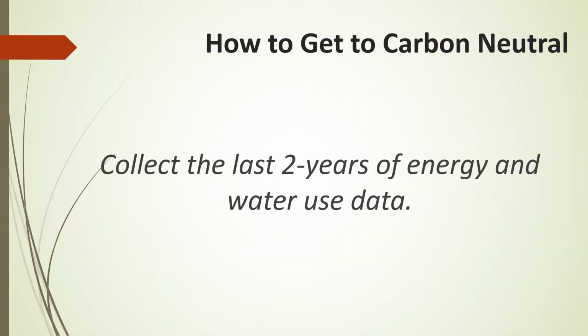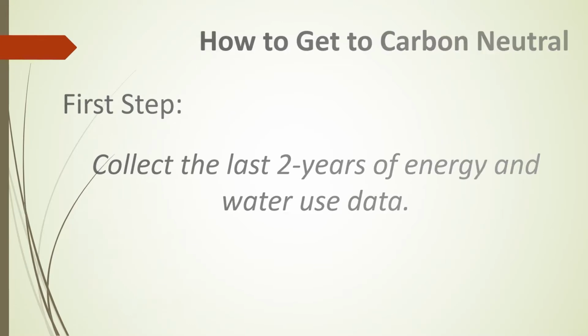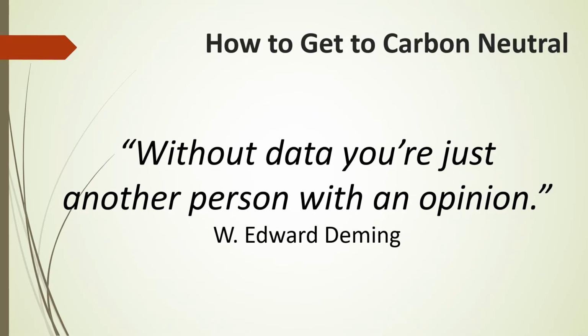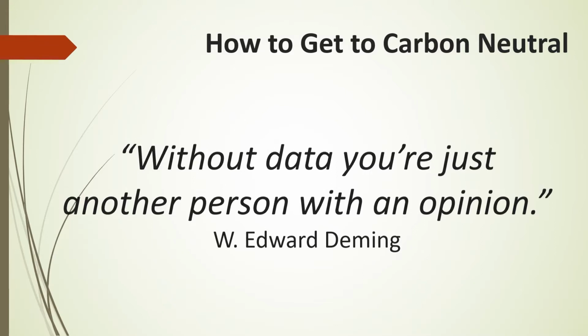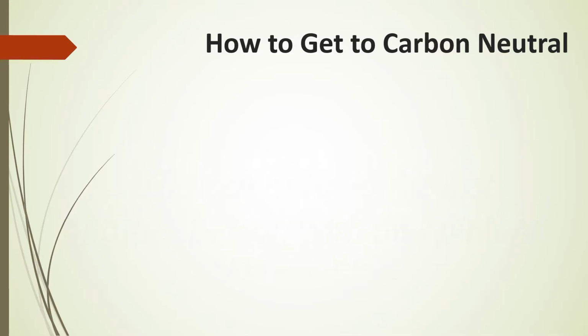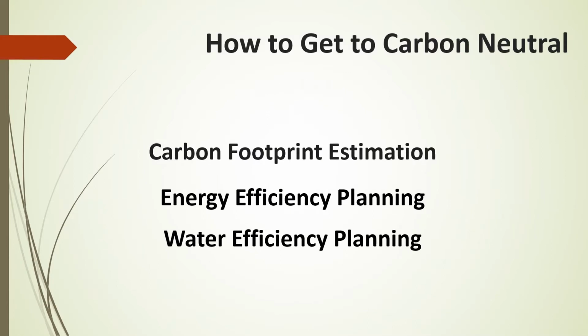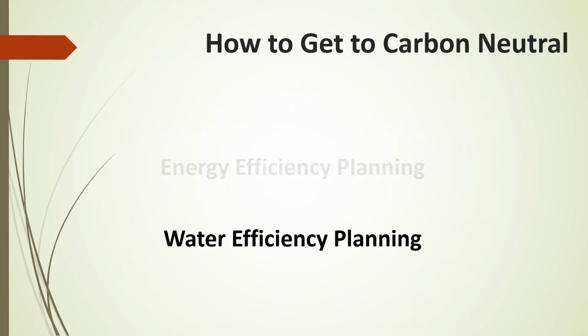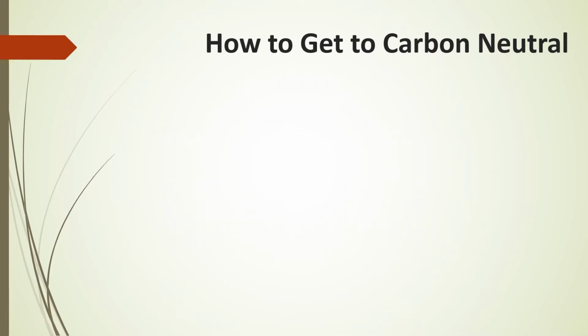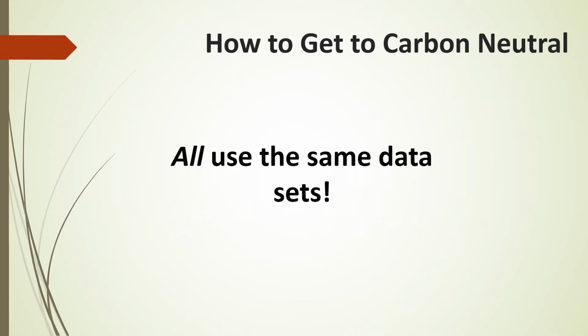Collect the last 2 years of energy and water use data. This is your first step. Without data, you're just another person with an opinion. We need to make sure that we have data to back up everything that we are claiming with regard to our carbon neutrality plans. The good news is that all audits, carbon footprint estimation, energy efficiency planning, and water efficiency planning all use the same data sets. So once you collect it, you can use it for all of those things.